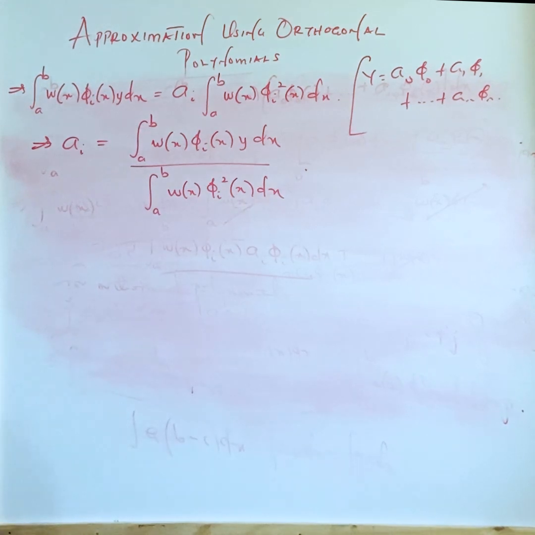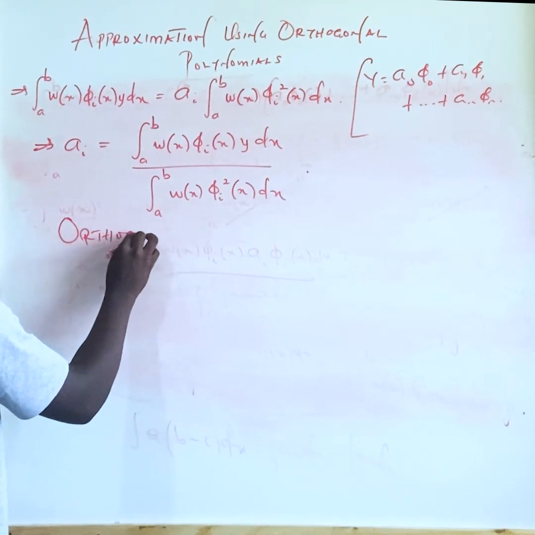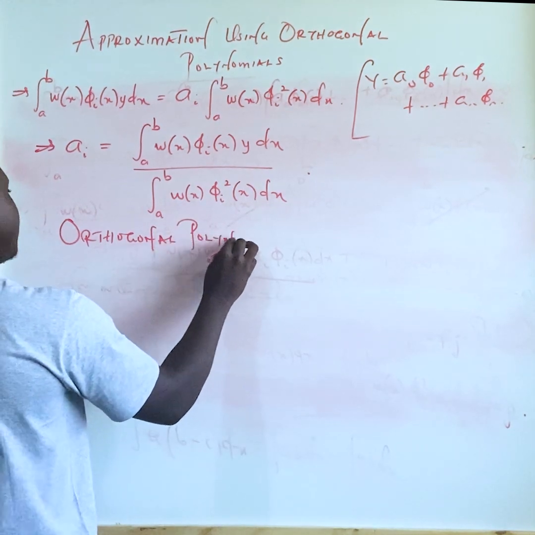Now we've been saying orthogonal polynomials. We've been dealing with phi since. How do we get this polynomial? Now there are 4 orthogonal polynomials. There are 4. So, orthogonal polynomials and their weight functions.